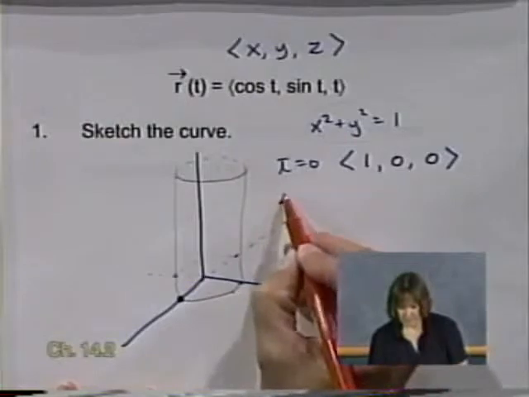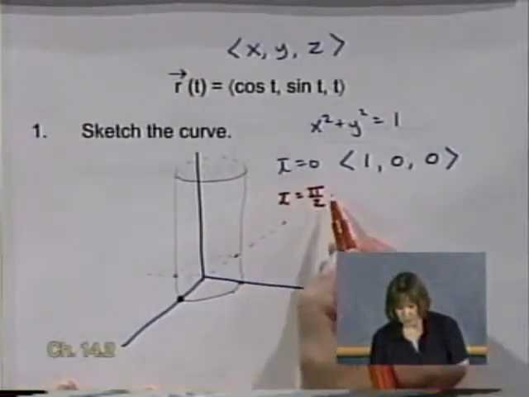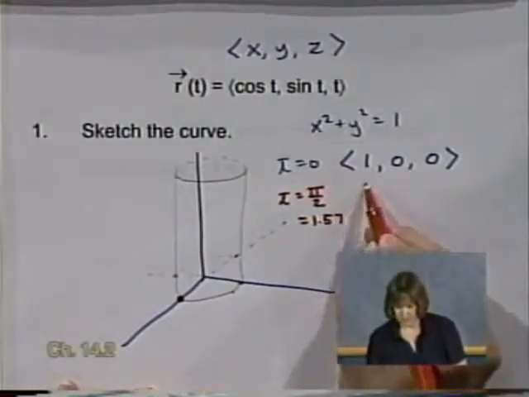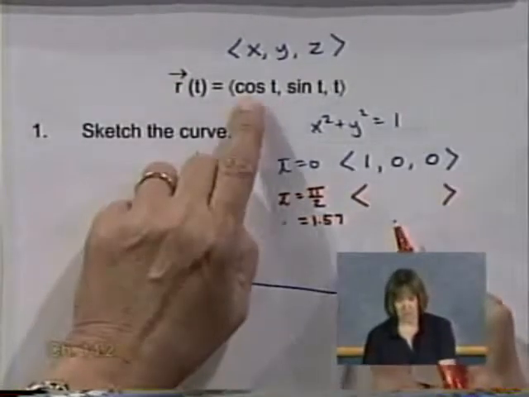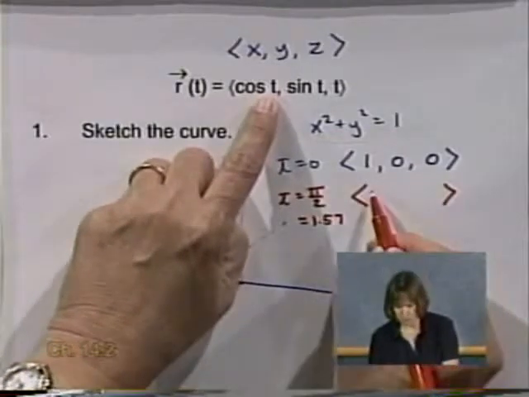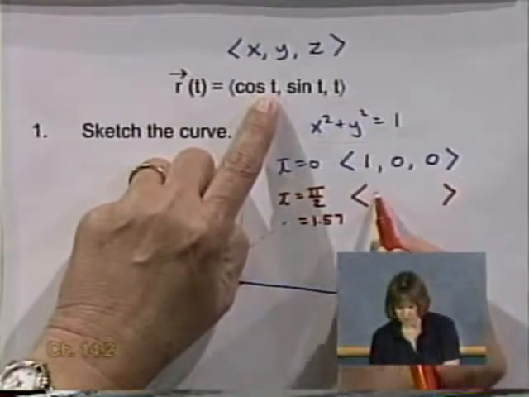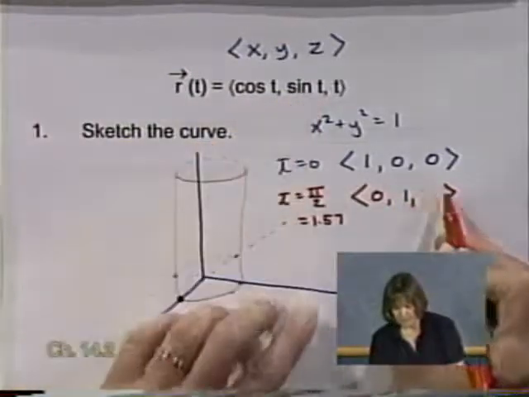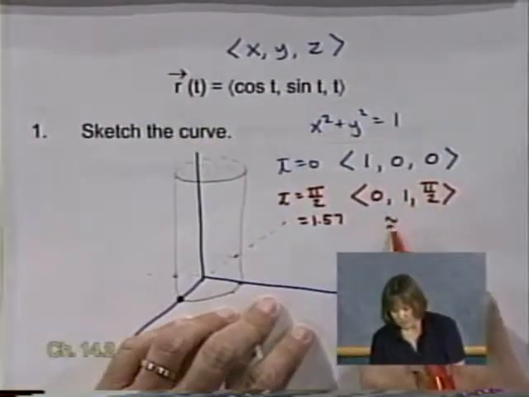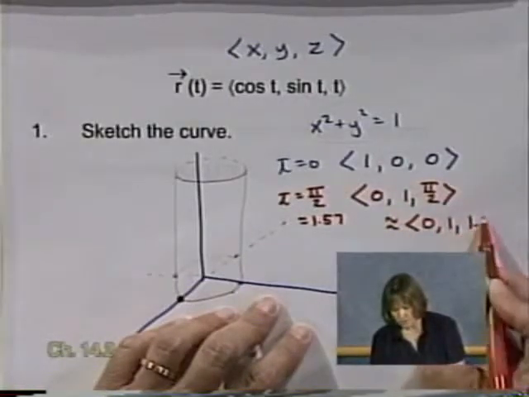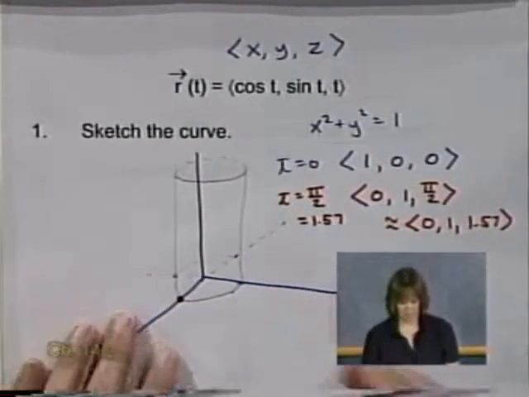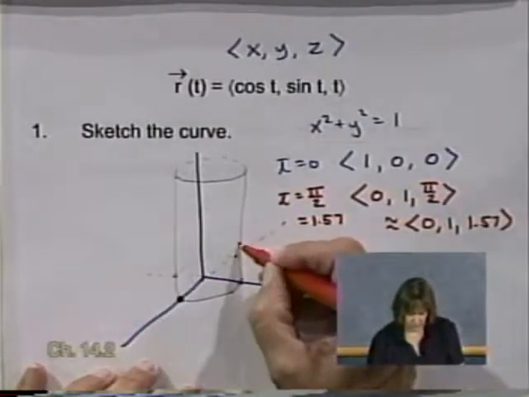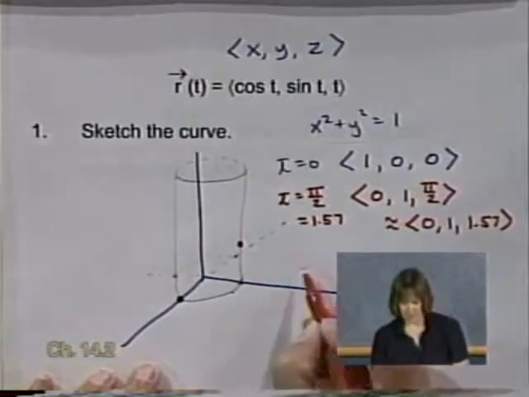Okay, now if I let t be pi over 2, and note that pi over 2 is approximately 1.57. My point there is going to be cosine of pi over 2. What's cosine of pi over 2? 0. Sine of pi over 2 is 1. And then z is pi over 2, but it might be easier to think of that as 0, 1, 1.57. So if I plot 0 in the x direction, 1 in the y direction, and up 1.57, right about there I am. Let's let t be pi.